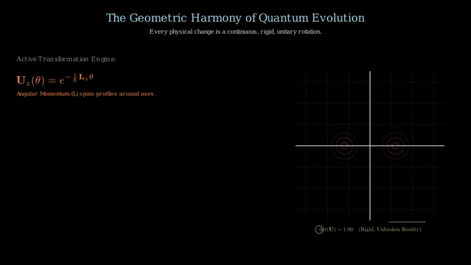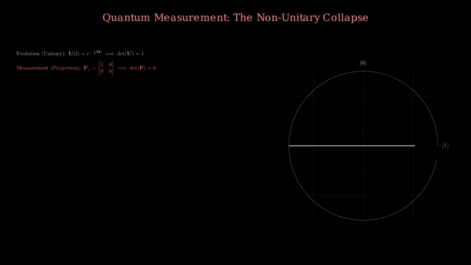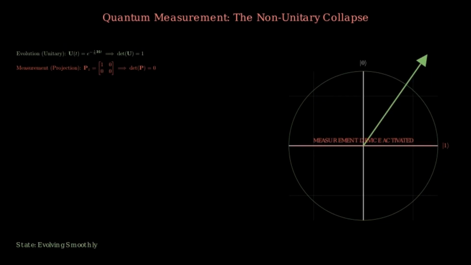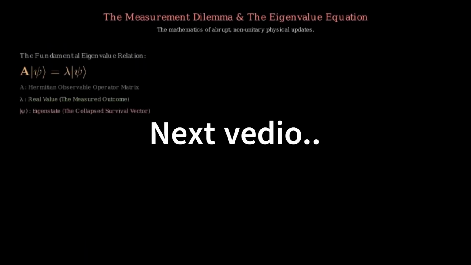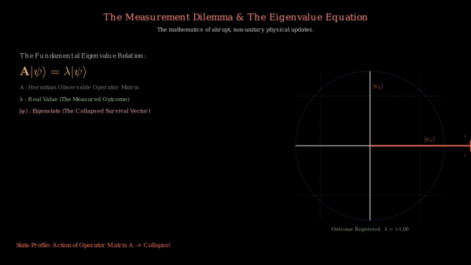But this uninterrupted harmony only lasts as long as the system remains unobserved. Eventually, the isolated system will encounter a measurement device. The smooth, continuous rotation will be instantly shattered, the unitary matrix will step aside, and an abrupt, non-unitary flattening will take over. What happens when the universe stops rotating smoothly and is forced to violently collapse onto a single, definitive reality? Join us in our next episode, Part 4, The Measurement Dilemma and the Eigenvalue Equation, where we look at the mechanics of abrupt change.